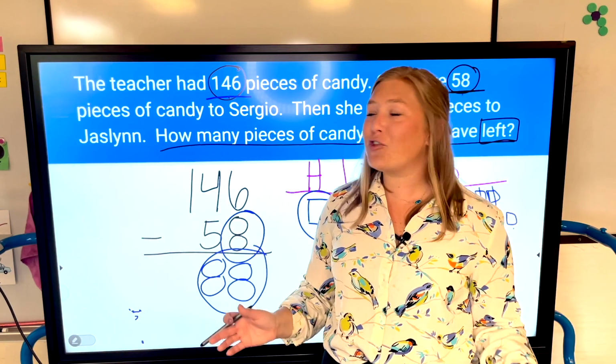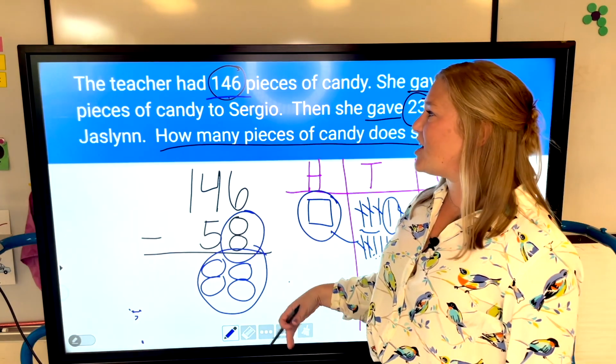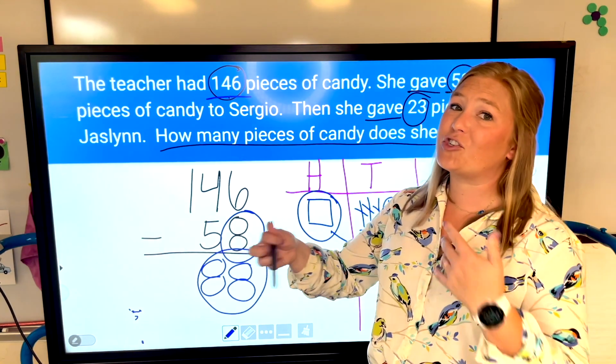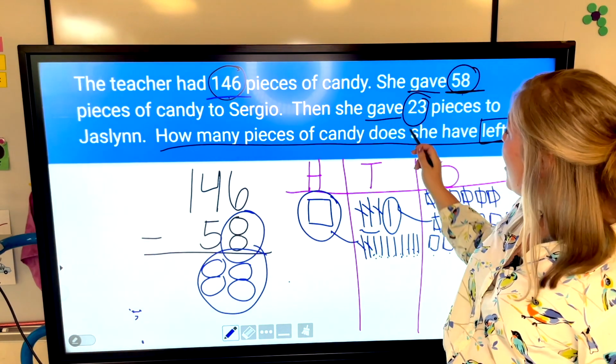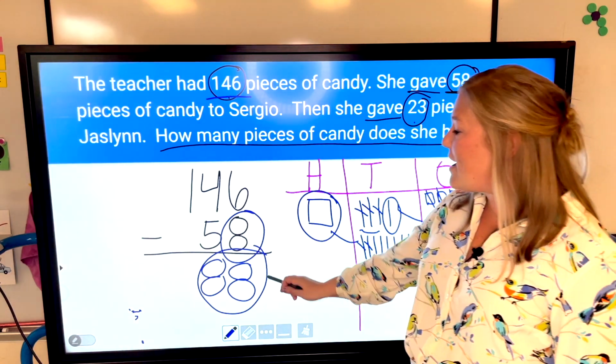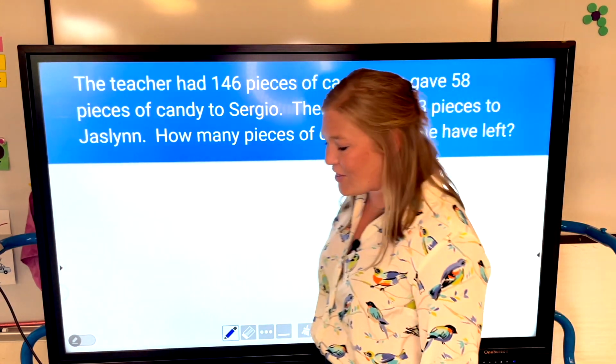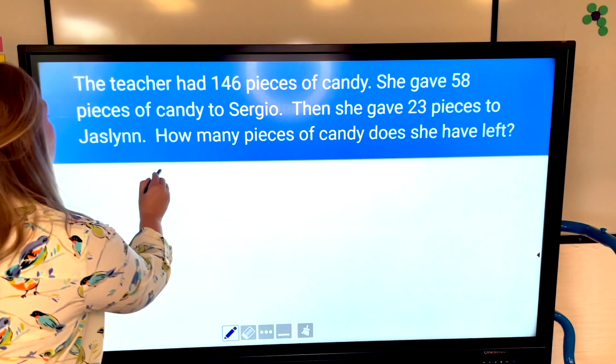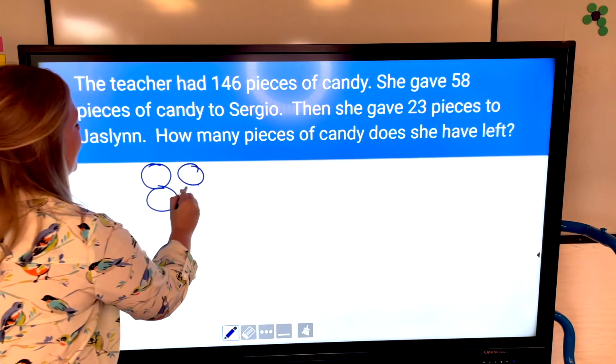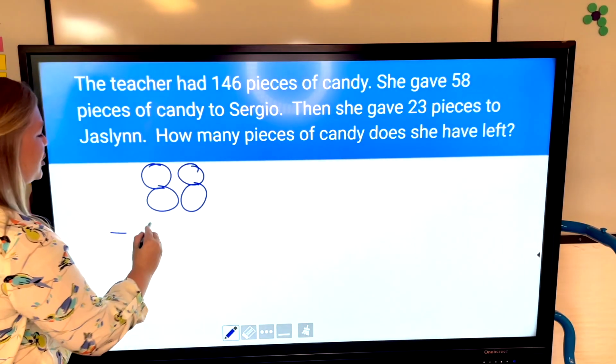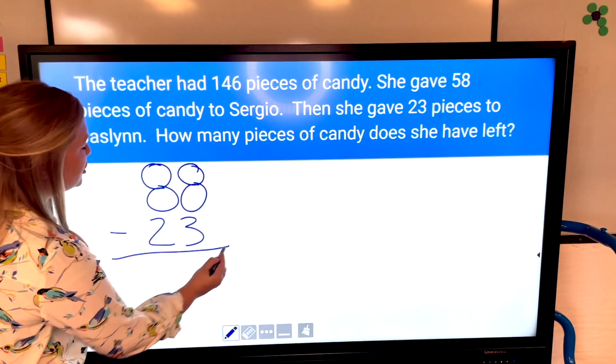No. The answer to the question is asking how many pieces of candy she has left after she's given them out to Sergio and Jaslyn. So now I need to take 23 away from 88. So let's solve that subtraction problem right now. So we have 88 pieces of candy right now. She still gave 23 away to Jaslyn.